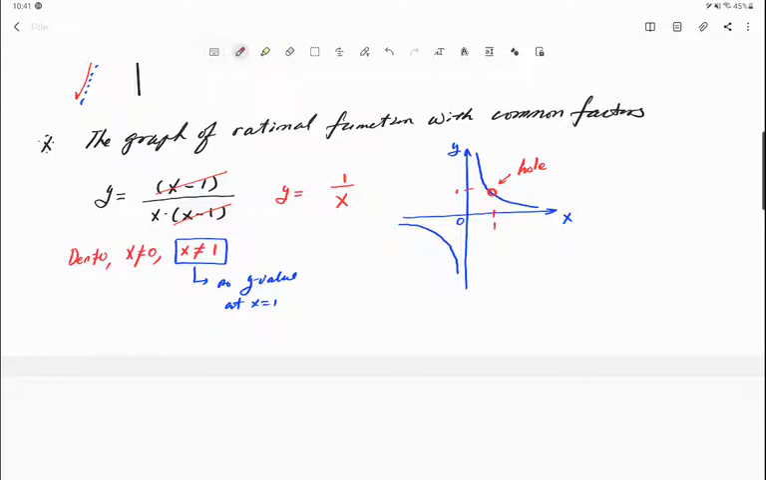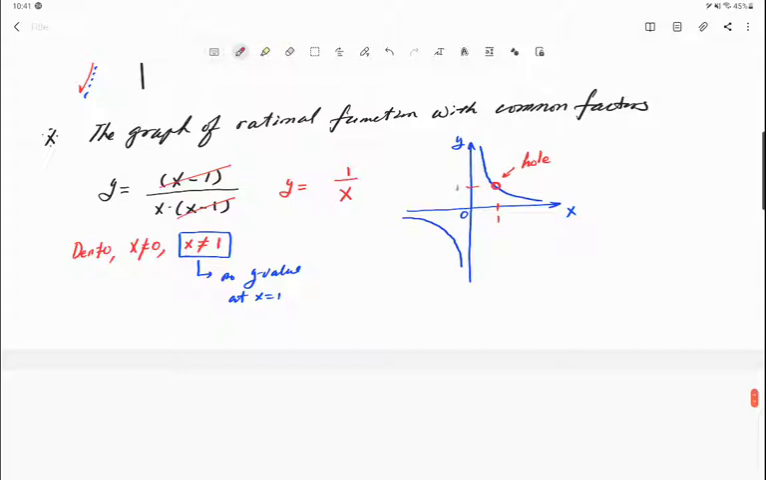Hole means when x equals 1, there's no y value. Make sense? So whenever the common factor is removed, make sure to put a hole so that we don't include that point. So this is when x equals 1, y equals 1, right? So there's no y value when x equals 1. So it's really simple. If there's a common factor, you can remove it and then graph it, but make a hole on that when those x values are. Okay.